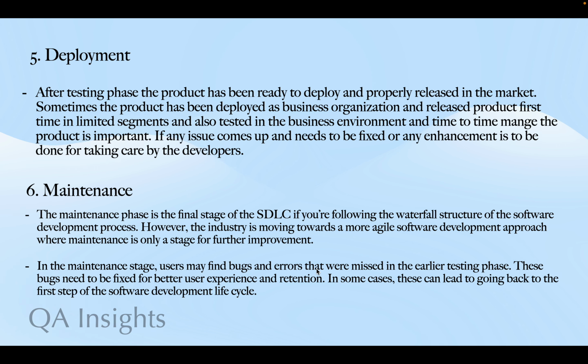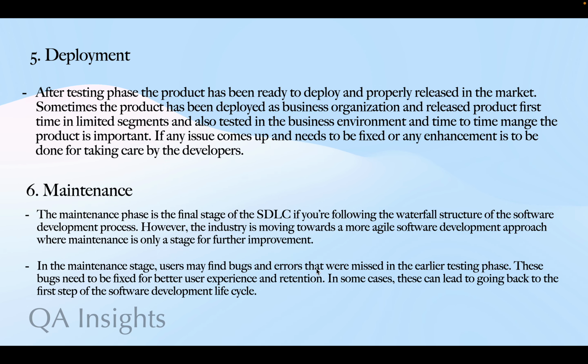Later on, if no issue comes up, fine, and if anything needs to be fixed, then from that phase maintenance takes part and the developer fixes that issue and deploys again into the user environment. So maintenance is the last phase of the SDLC life cycle. If you are following the waterfall structure of the software development life cycle, waterfall is also one of the methodologies that some companies are using, then these phases are followed.